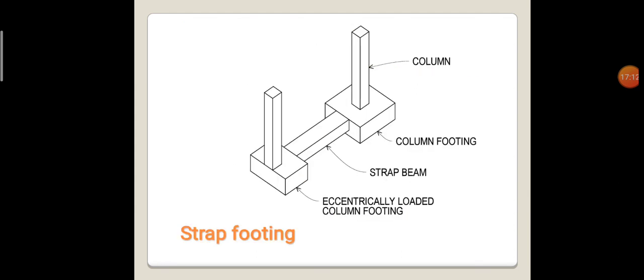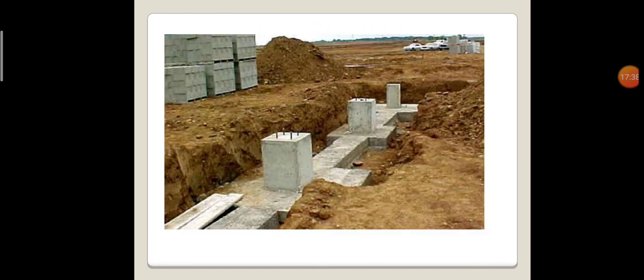So this diagram shows the cantilever footing. Here the column footing and the eccentric load footing are different, but we are joining these two with the help of a strap beam. For obtaining good strength, we are combining both the footings. That is known as strap or cantilever footing. So this is the example for strap or cantilever footing.